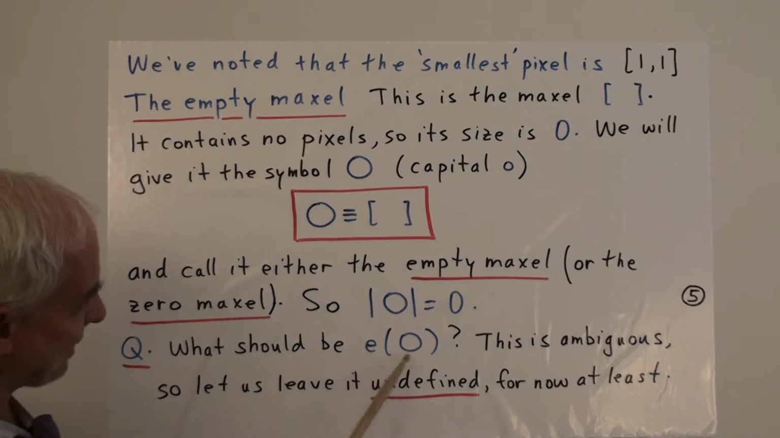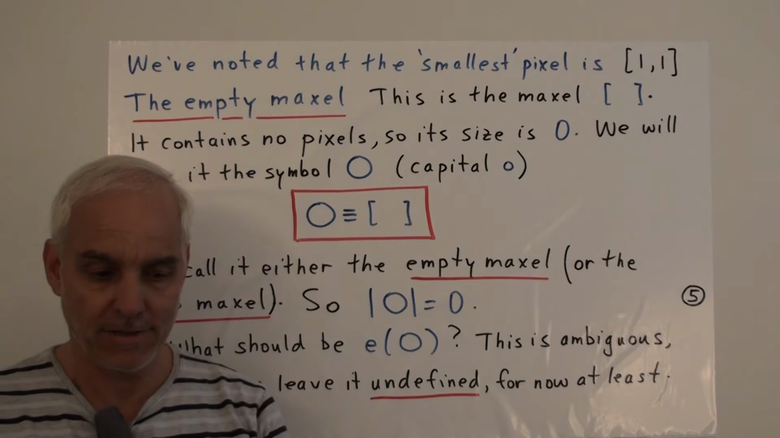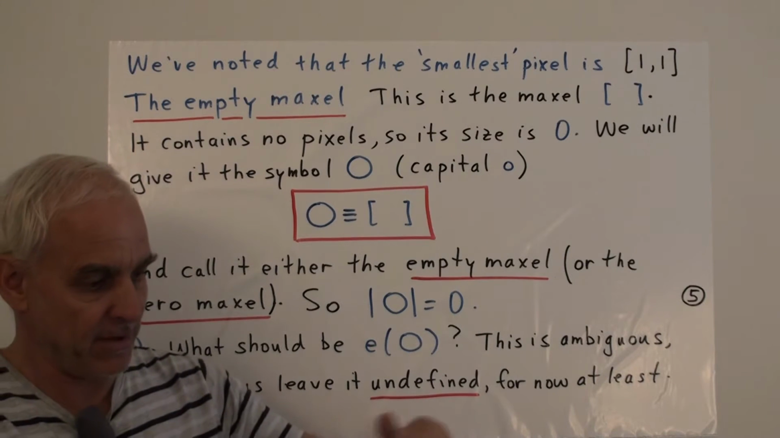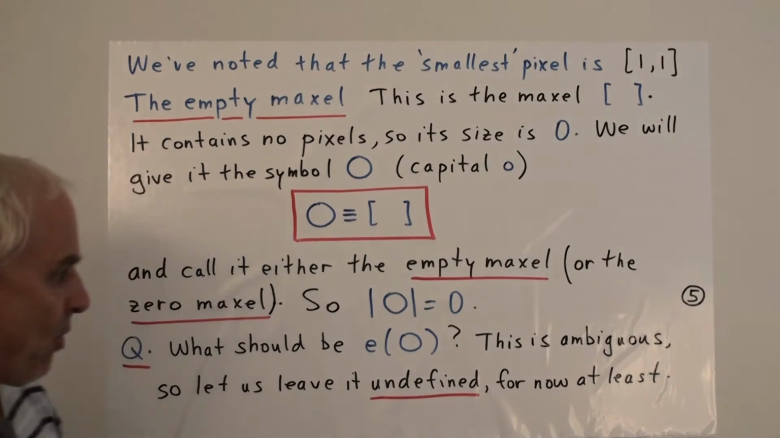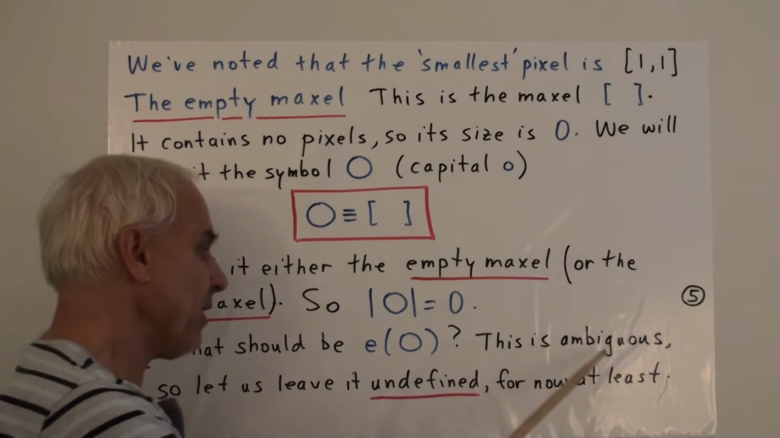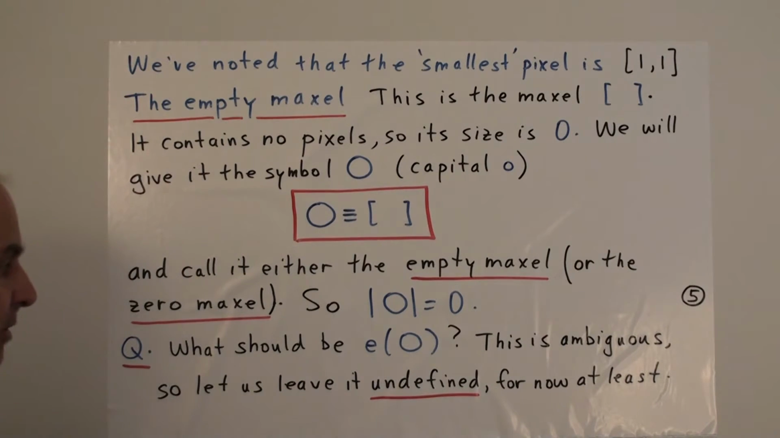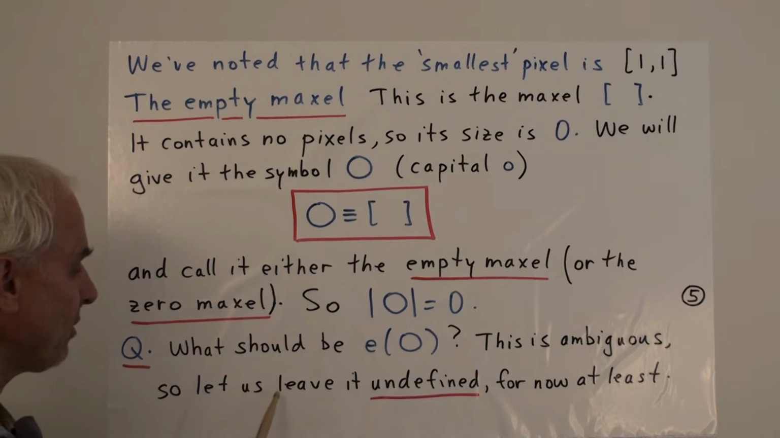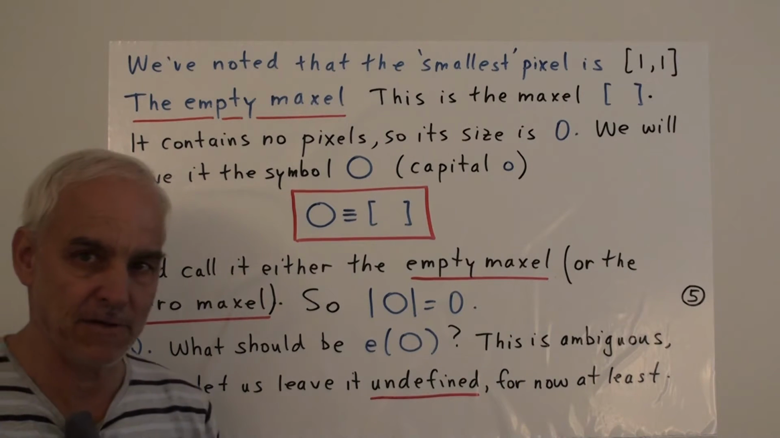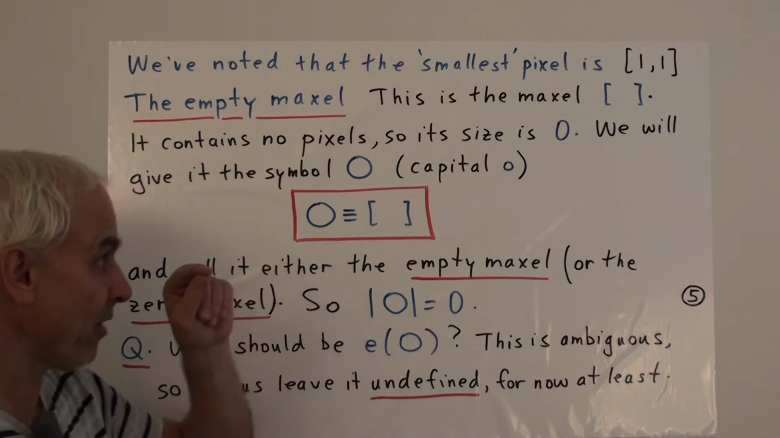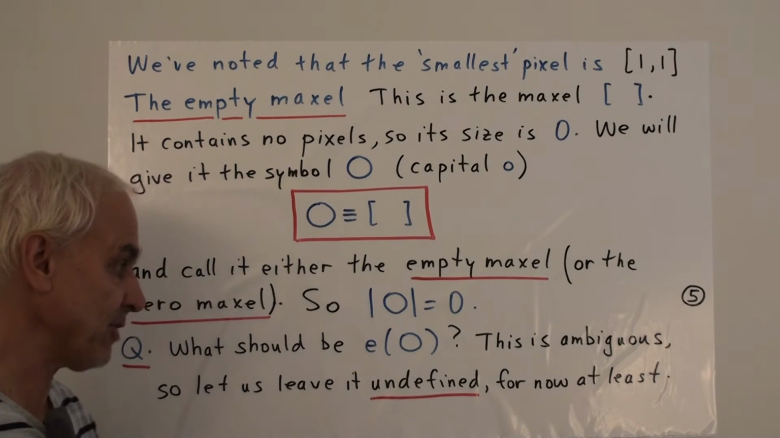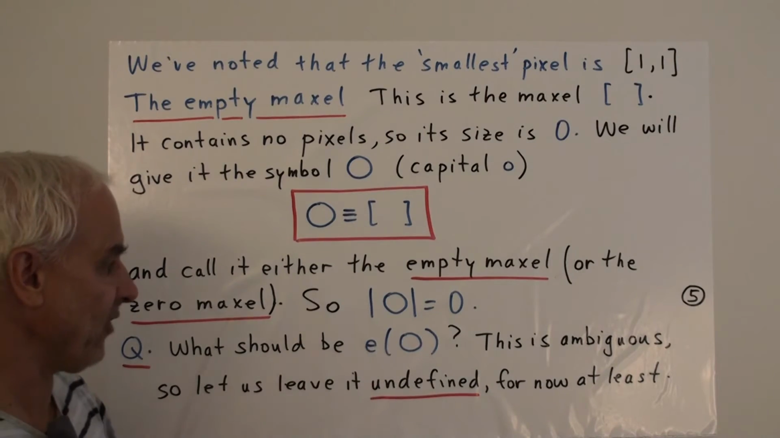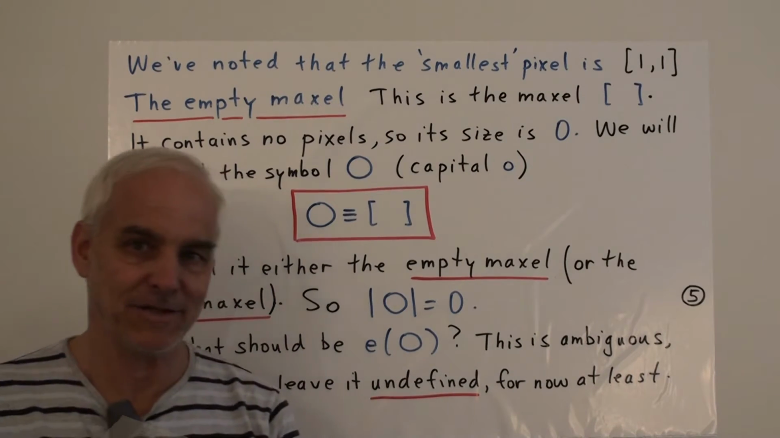What should be the extent of O? That was a question of finding the smallest rectangle that contains this thing. Well, I think if you think about this definition, it's a little bit ambiguous. So we're going to leave this as undefined. So this particular maxile does not have an extent. Other maxiles do, but for now this thing has an undefined extent.